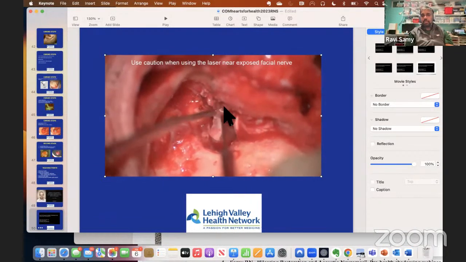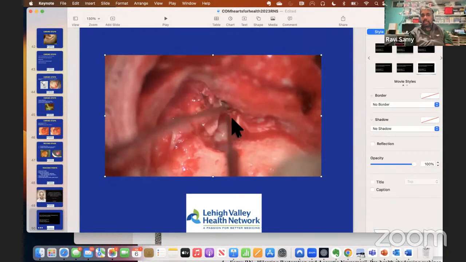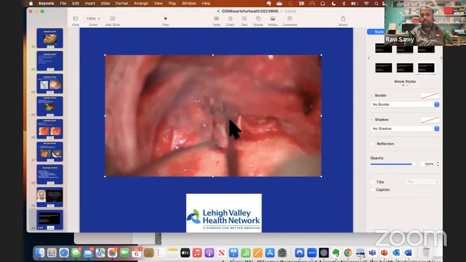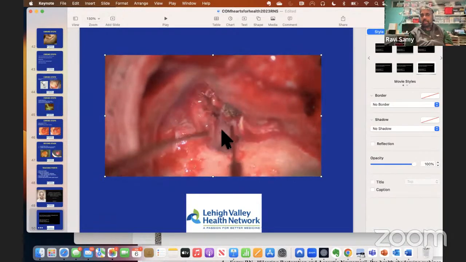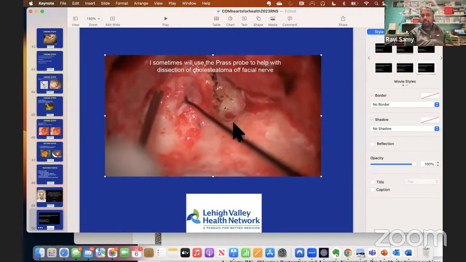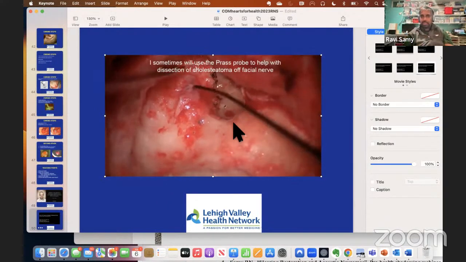And you can see the CO2 laser. I love the carbon dioxide laser. It helps burn the cholesteatoma away, but you have to be very careful with it, because if you're not careful, you burn that, you can damage the facial nerve and cause a facial palsy. So every tool that I use has both its pluses and minuses.